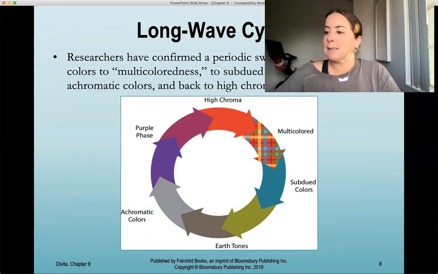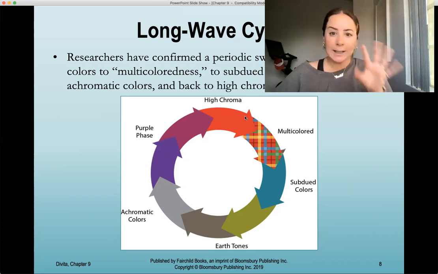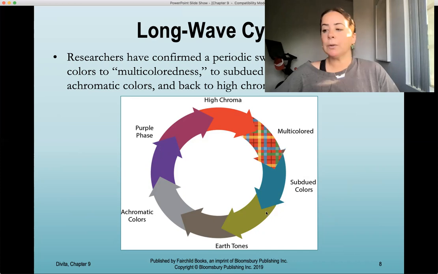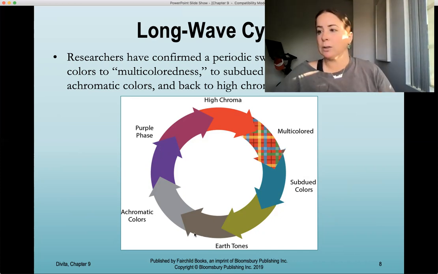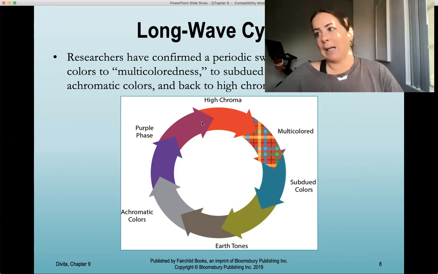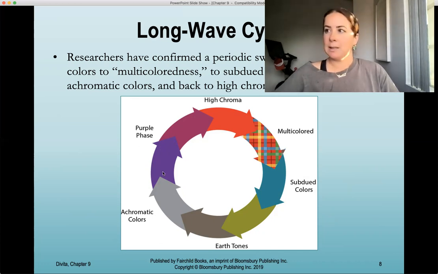So you can see this long wave cycle, where we start in really high chroma, high intensity colors. We mix up those colors, we start to dull those colors down, then we start to gravitate to our environment, our earth tones, then we go to achromatic colors where we take out all the intensity in the chroma, and then once again, we go back into our high chroma colors. So it's this never ending cycle where we go through these different facets of color.